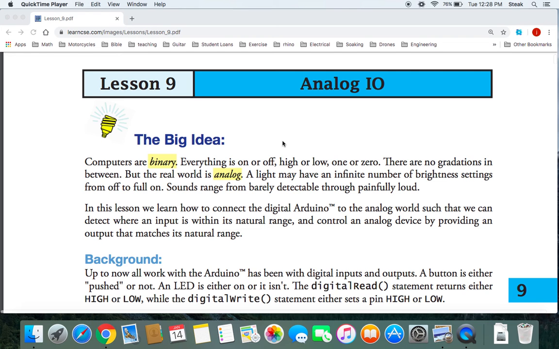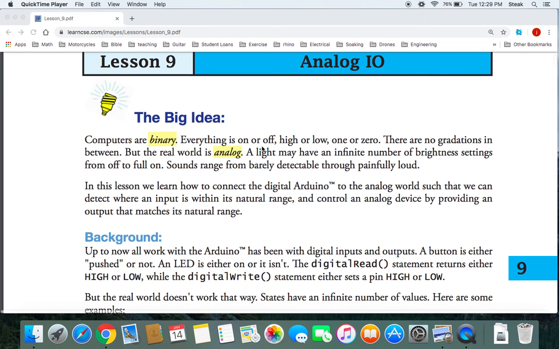This lesson I'm going to do a little differently. I'll be reading some of this word for word, not for the purpose of insulting your intelligence. I know you guys can all read, but I want to read it with emphasis on certain points that I know will be important for the quiz and for your understanding of this material. So here it goes. The big idea.